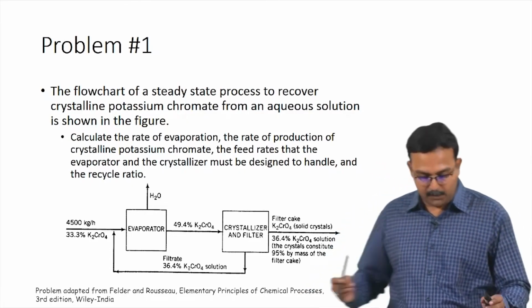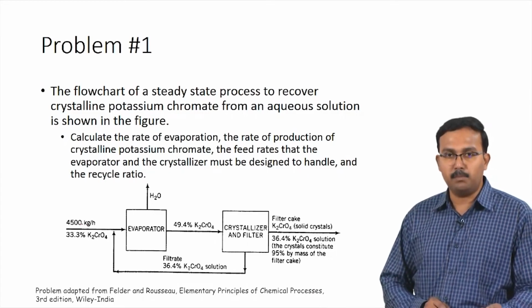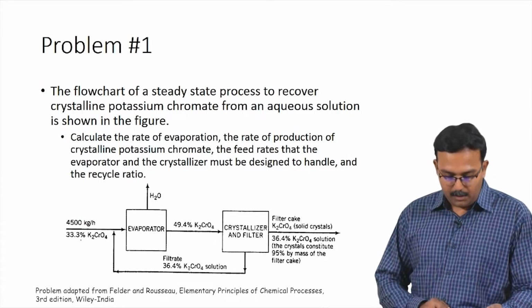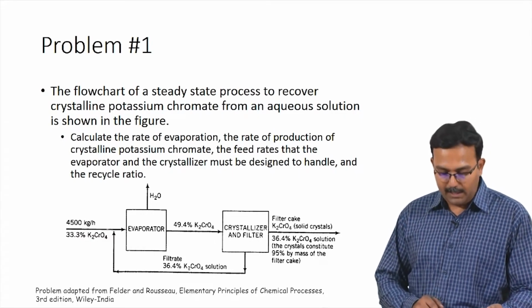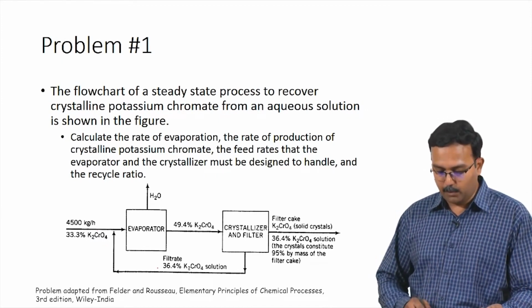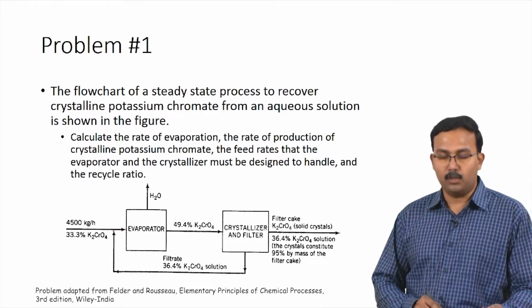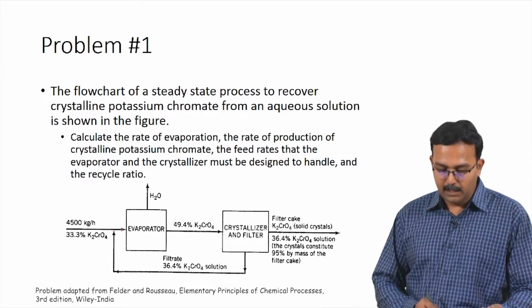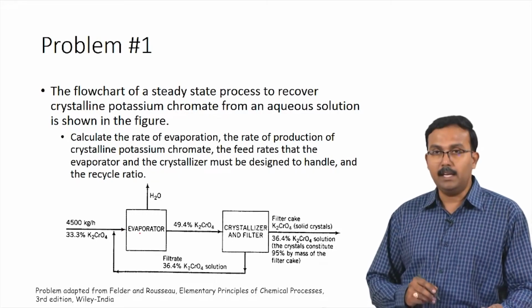So have a look at this flow chart. What you see here is 4500 kilograms per hour of 33.3% potassium chromate solution entering as fresh feed. So this gets mixed with the recycle stream, which is the filtrate, and it forms a gross feed or the total feed. So this would be the feed rate to which the evaporator must be designed to handle.